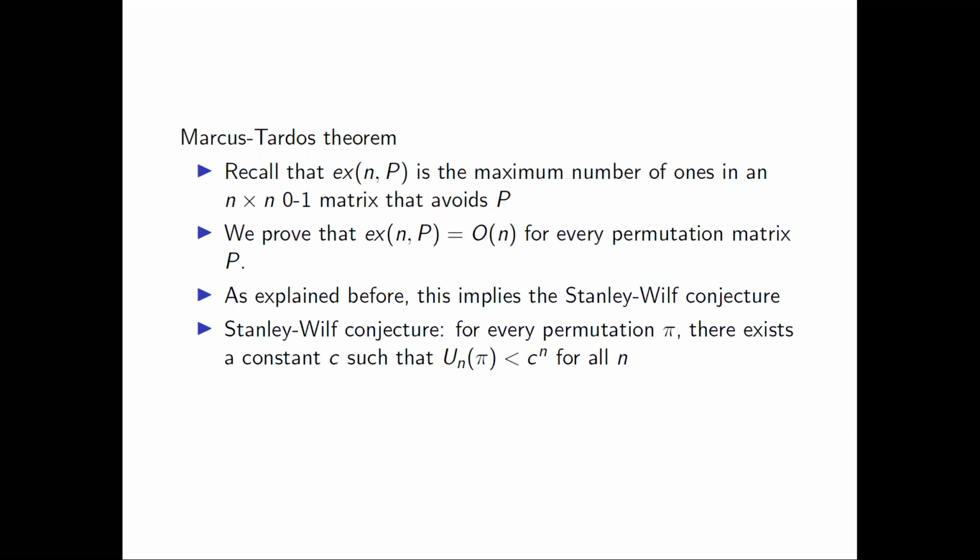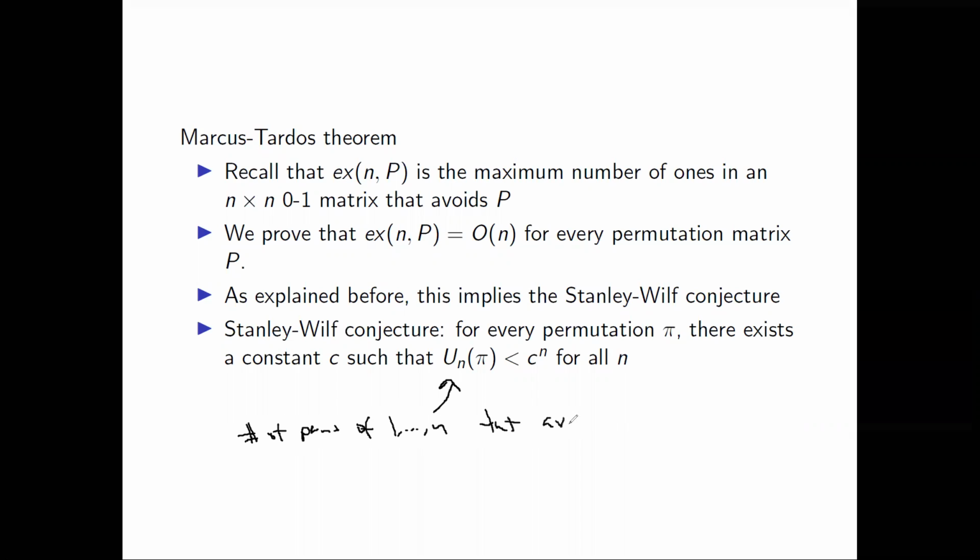And the Stanley-Wilf conjecture again, it says that for every permutation pi, there exists a constant c such that this function u sub n of pi is less than c to the n for all n. And let me quickly recall what this function is. The function u sub n of pi is the number of permutations of 1 up to n that avoid pi. So we're trying to count permutations that do not have any subsequence with the same relative order as pi.